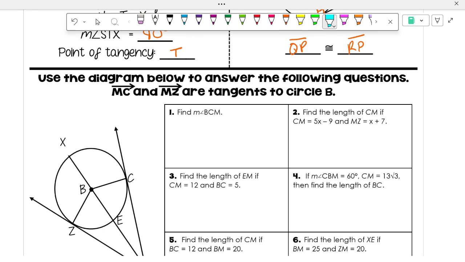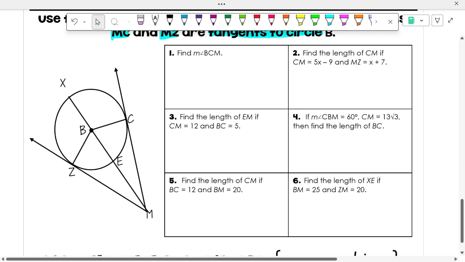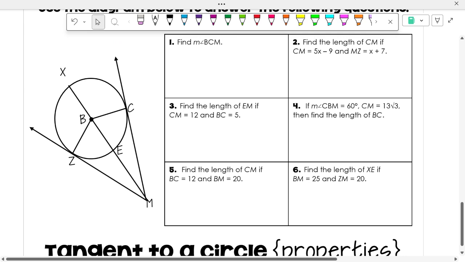Use the diagrams for the questions where MC and MZ are tangents to the circle B. So these two lines are tangents to the circle. Based off of what we already know, let's go ahead and mark some things. So we know that BZ is a what? Radius. BC is also a what? So they're what to each other?